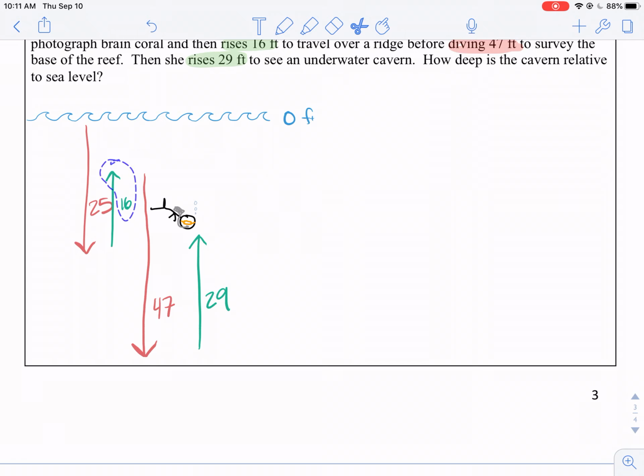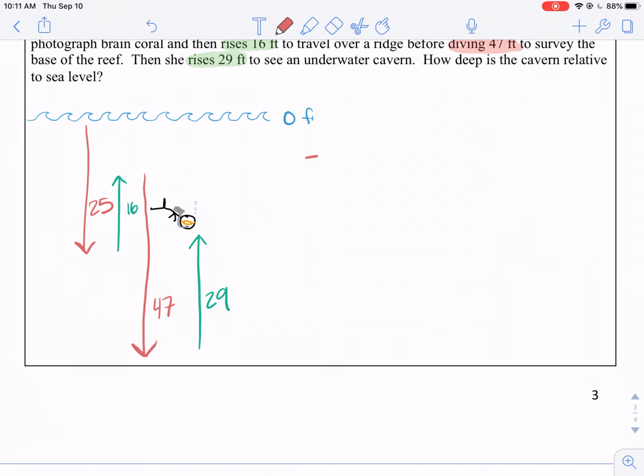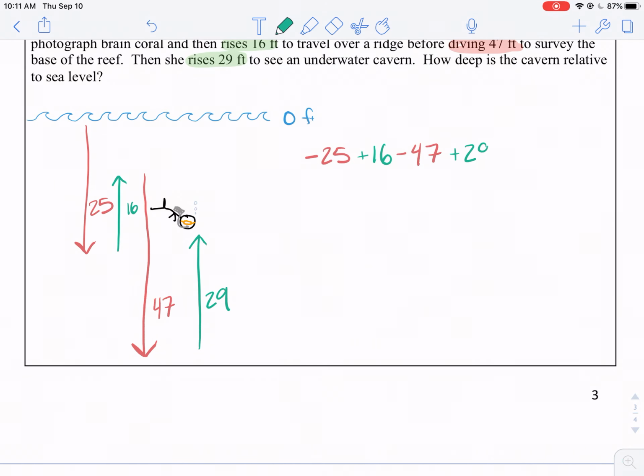Now, to represent this, we're going to represent each number as adding or subtracting. So her first move was minus 25. And then she went up 16. And from there, down 47. And then up 29. And your goal is to find her final height, depth. You know, how far is she below sea level? So go ahead and add those, pause the video, add those numbers up, and check back when you have your answer.